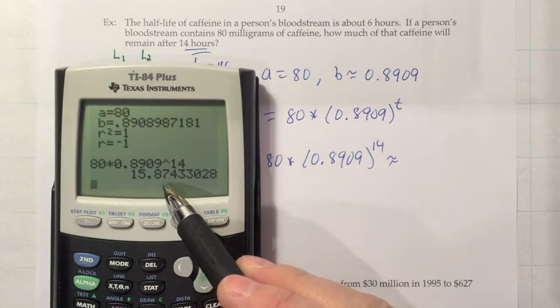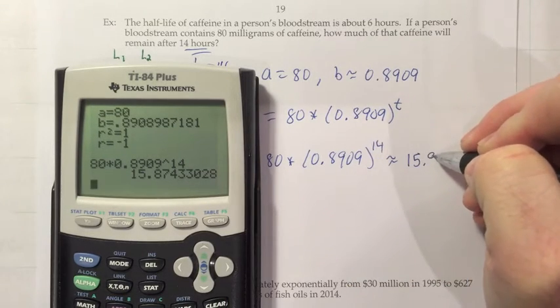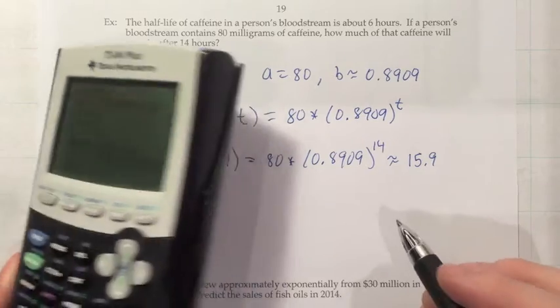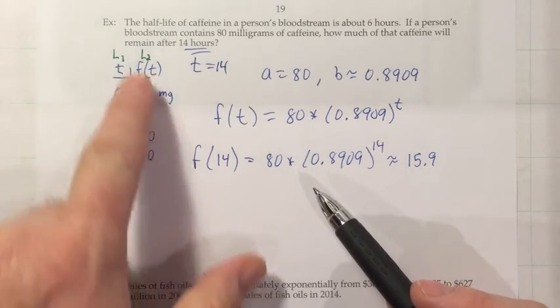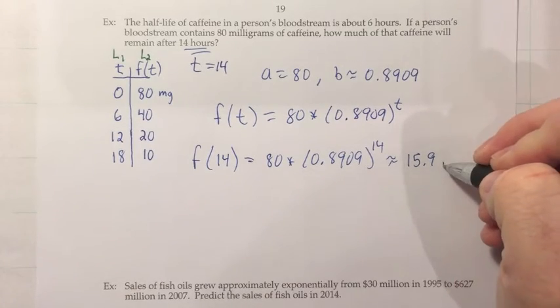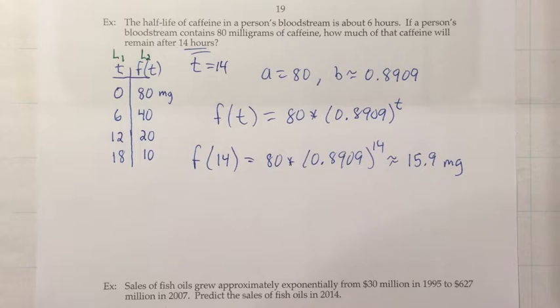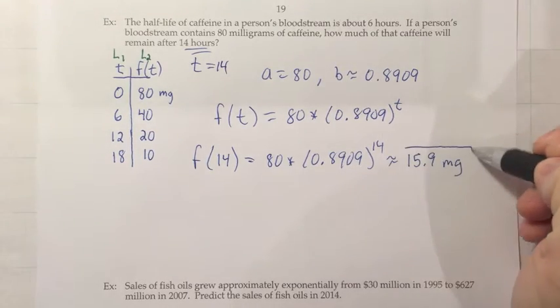So 15.9. And then again, we want to remember what units we were measuring in. So this is a value of F, so it would be over here, and that was measured in milligrams. So 15.9 milligrams of caffeine should still be in the person's system after 14 hours.